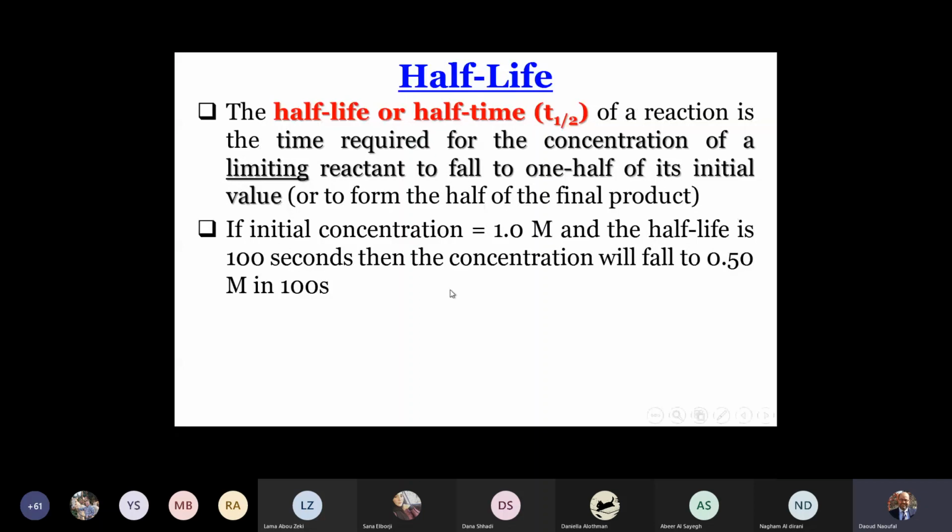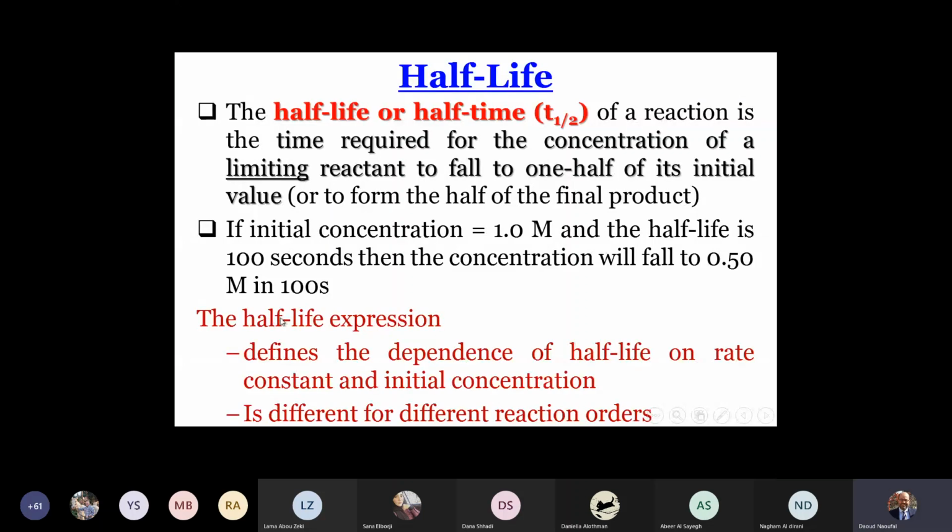So if the initial concentration is 1 molar, the time needed to convert half of this concentration, to convert it to 0.5 molar, is the t-half of this reaction. The t-half expression defines the dependence of the half-life on the rate constant and initial concentration, and t-half is different for different reaction orders.